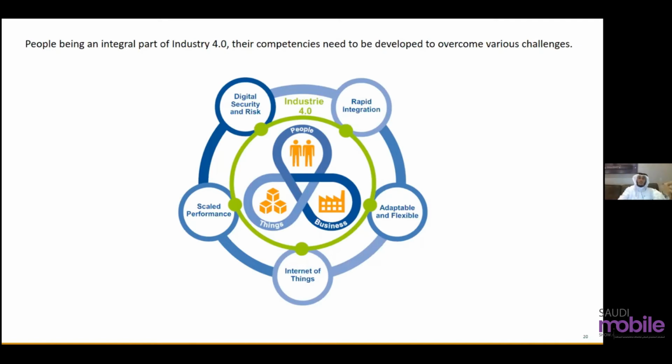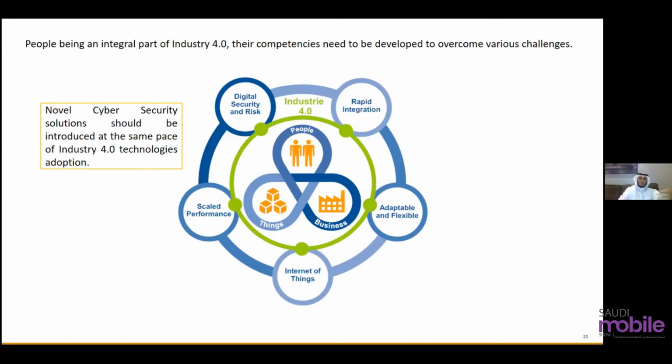The Internet of Things has to be adaptable and flexible with, for example, the new emerging technologies. We should have a rapid integration, so that any of these new emerging technologies can be integrated with our systems and manufacturing systems.